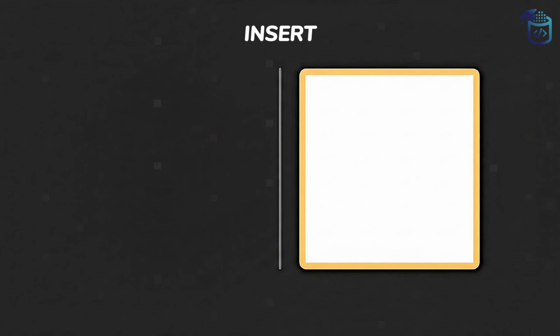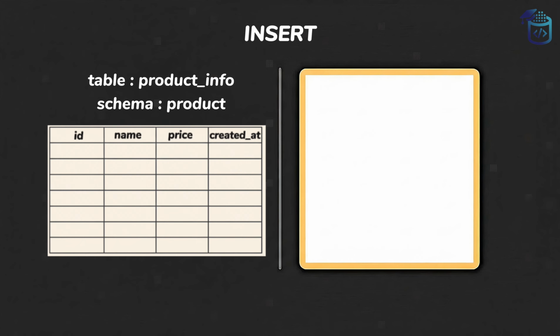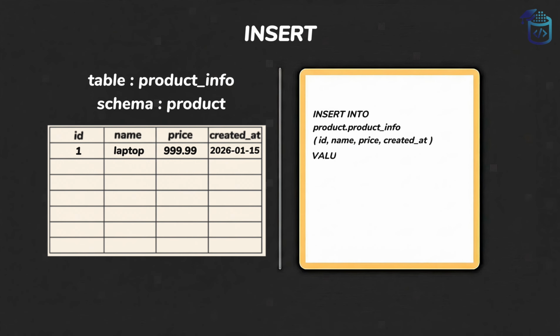Insert command is used to add new rows of data into a table. First, let's insert one row. In this example, we want to add a product with an ID of 1, a name of laptop, a price of $999.99, and a created at date of January 15th, 2026. The syntax for this is insert into product.productinfo, open regular brackets, ID, name, price, created at, close brackets, then use the command values, open regular brackets, 1 comma laptop comma 999.99 comma 2026-01-15 close brackets.